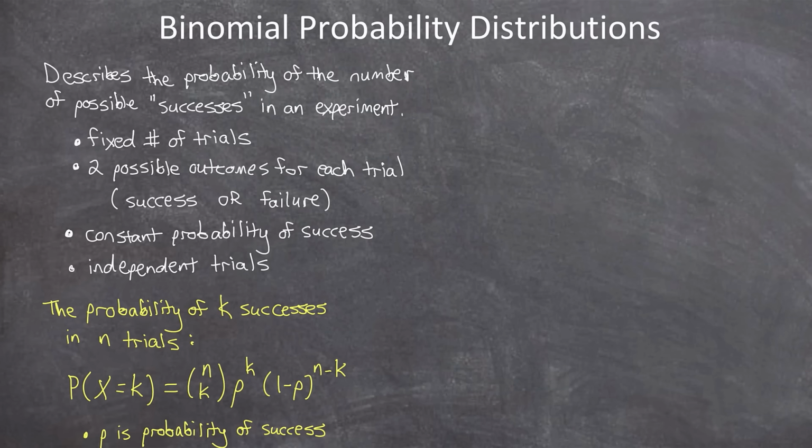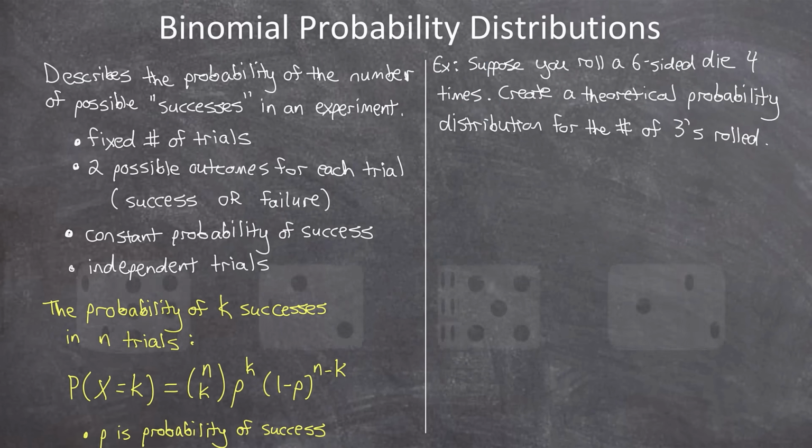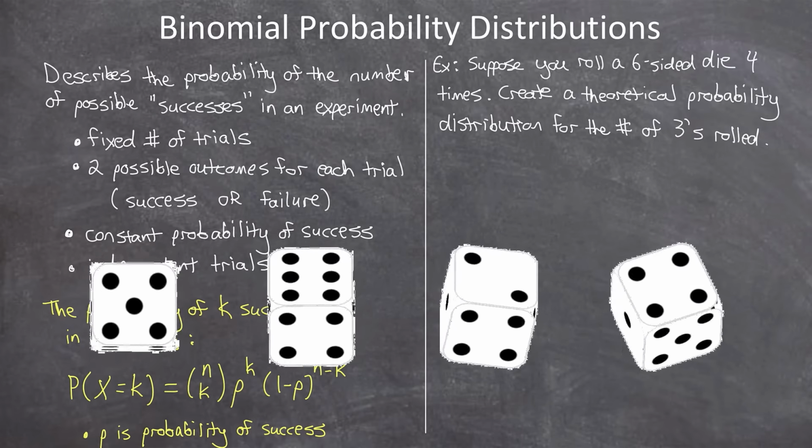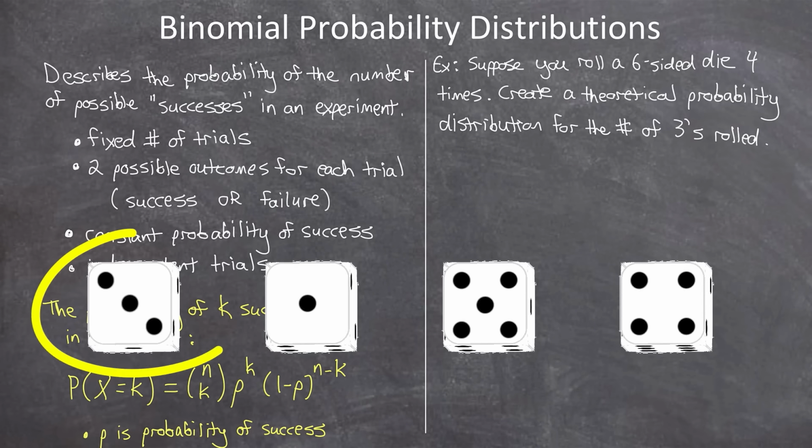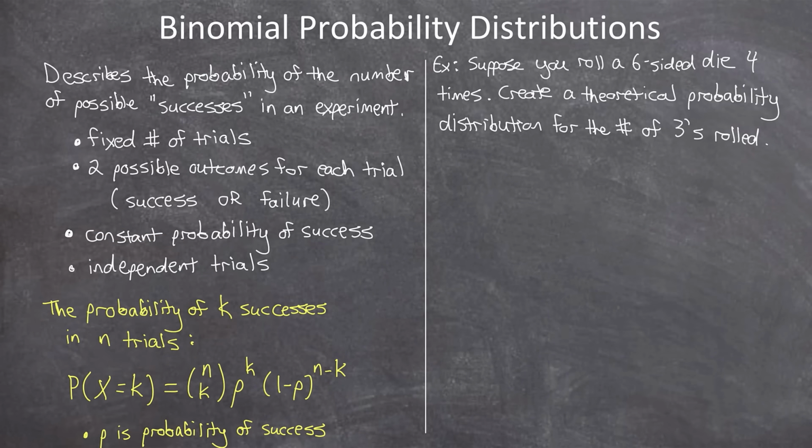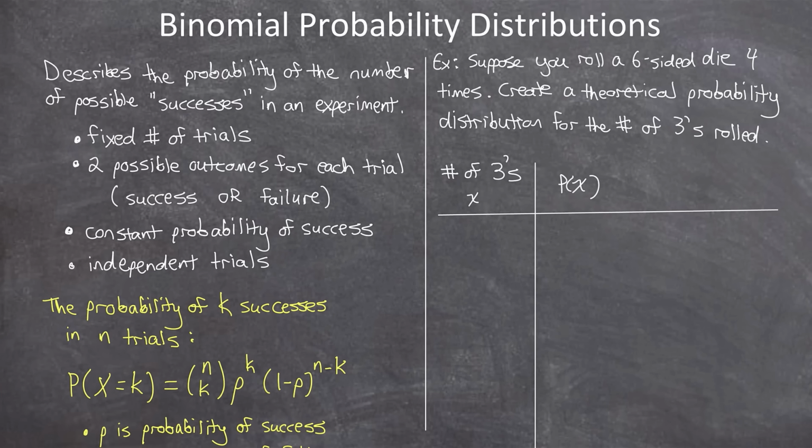So let's do an example of a binomial probability distribution. The example says, suppose you roll a 6-sided die 4 times. Create a theoretical probability distribution for the number of 3s rolled. Now, because this is a discrete probability distribution, we can typically communicate the probability of any number of 3s being rolled in a table. And in the table, our variable is the number of 3s that you roll. So how many 3s could you roll when you roll the die 4 times? Well, you could roll no 3s, or 1, or 2, or 3, or 4. And now what we need to do is find the probability associated with each of those values of x.